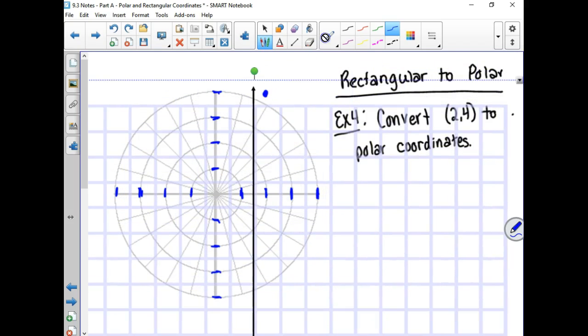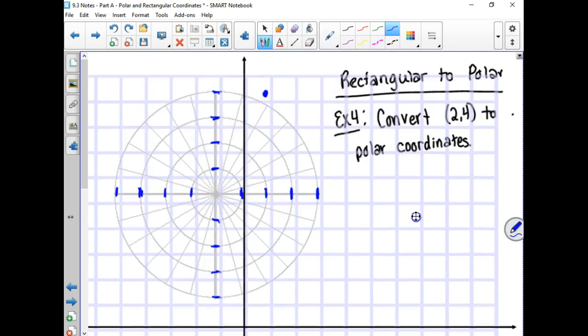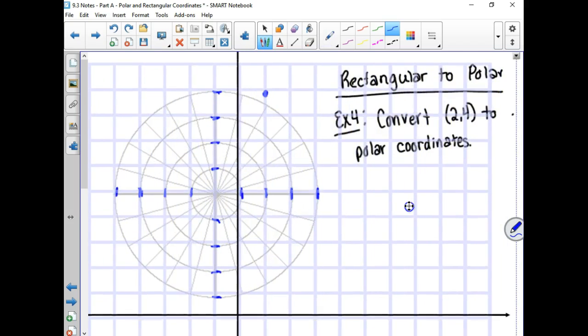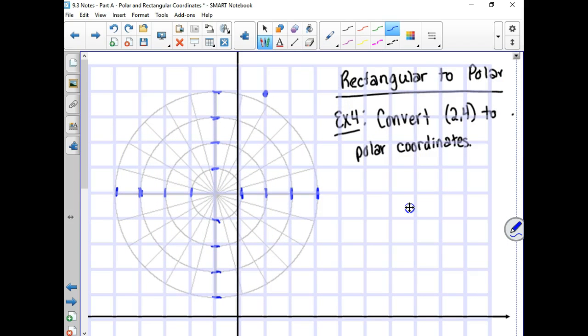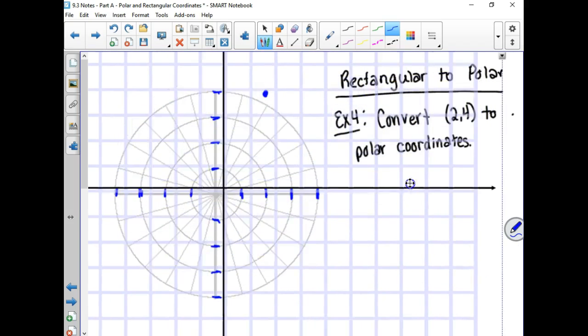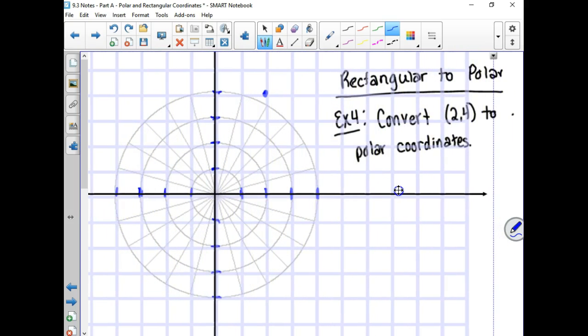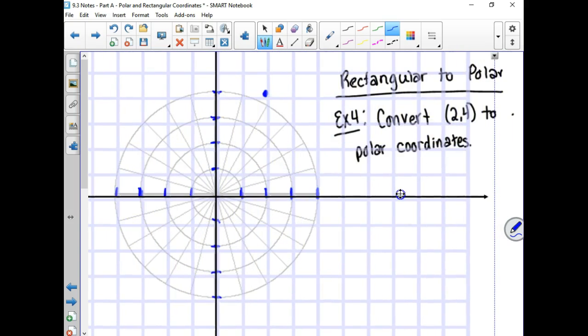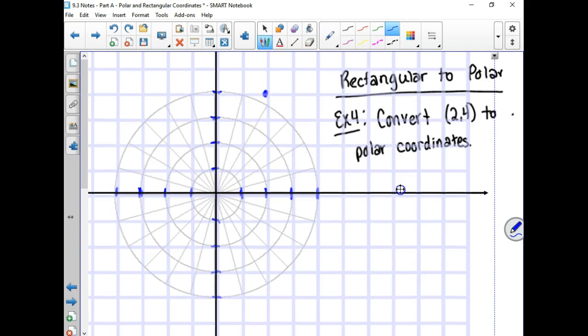Oh, I've messed up my coordinates here. Let's see if I can get them lined up again. Oh wait, I need to maximize there. Okay. That's pretty close right there. I'm not perfectly set up on my grid line, so I'm pretty close.